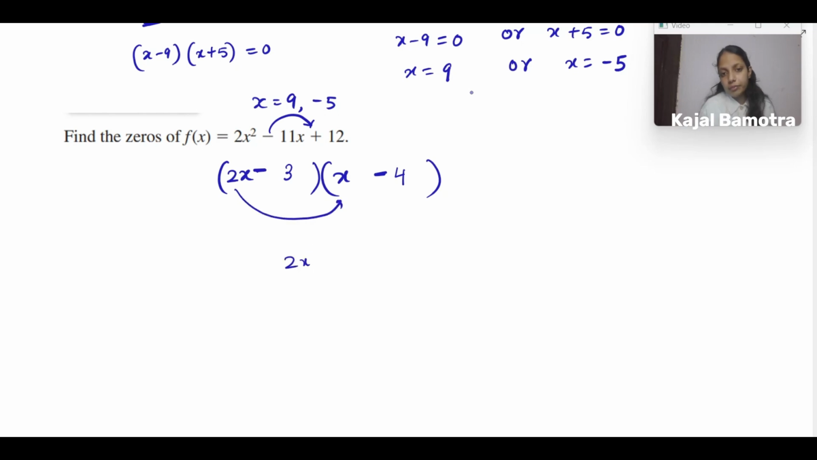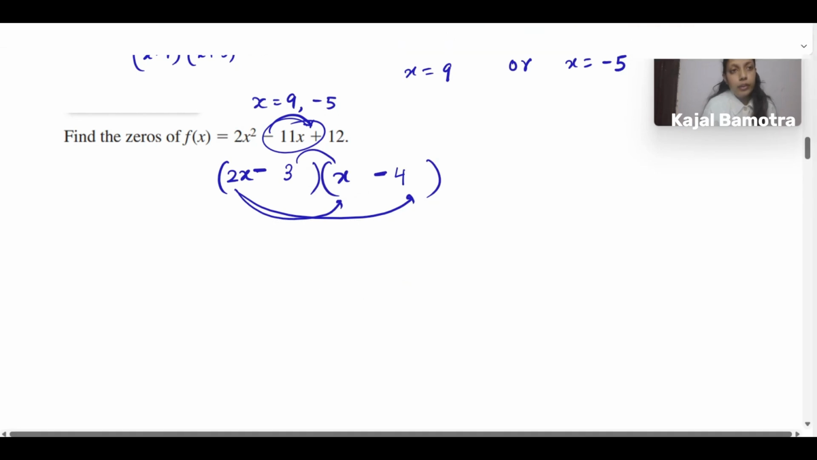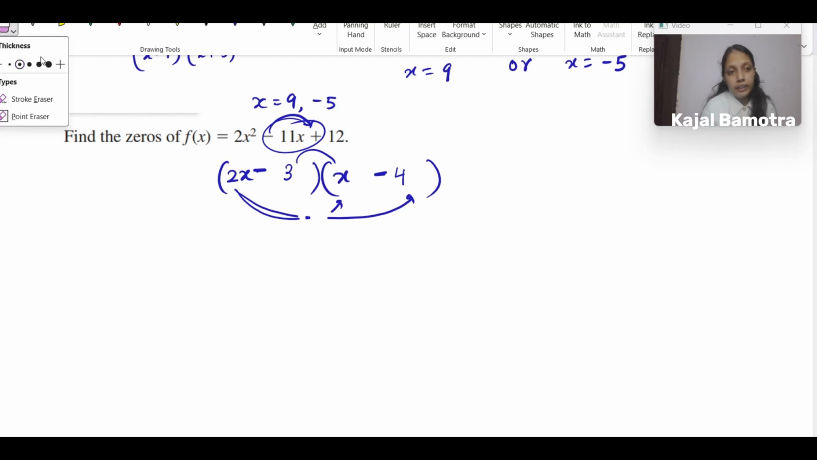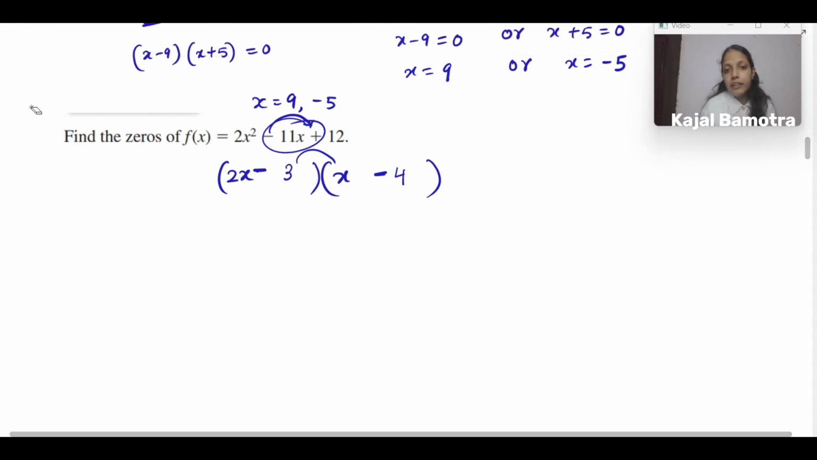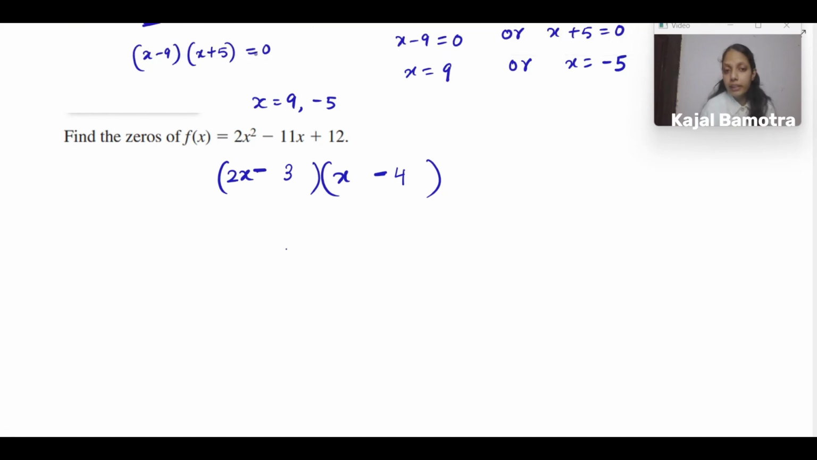2x here. 4 2s are negative 8, negative 3 plus 12. So you can see negative 8 and negative 3 gives you negative 11. From here itself we are sure that we have to take negative 3 and negative 4 in the other terms as factors. 2x minus 3 and x minus 4 are the two factors. We just have to find the factors, and then we got that.